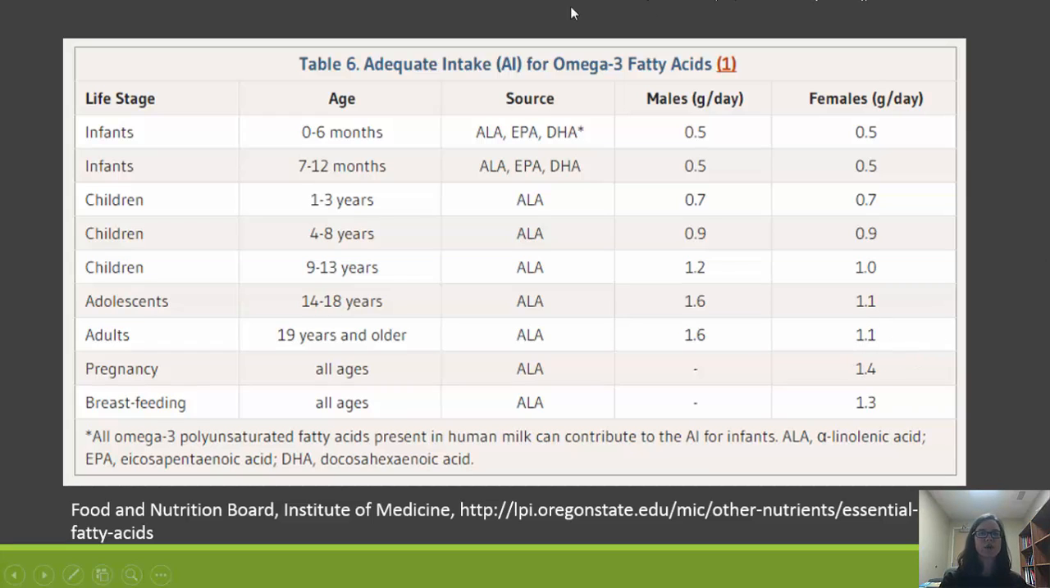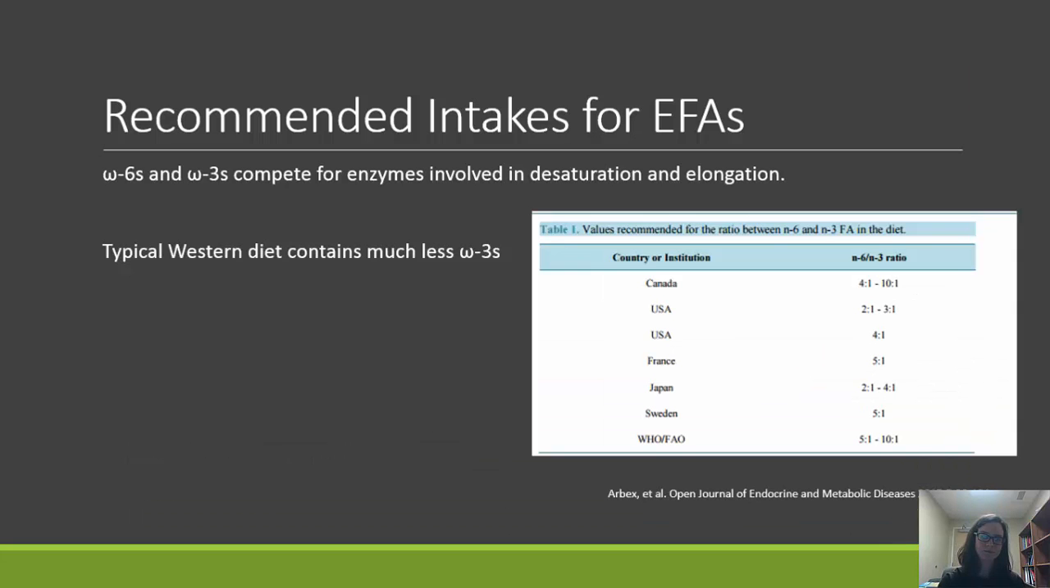And just also take note that these are adequate intakes. So we don't have a DRI because either it's considered that we don't have enough information, or we're just kind of slow in synthesizing the information so that we can make a public health recommendation for intake.